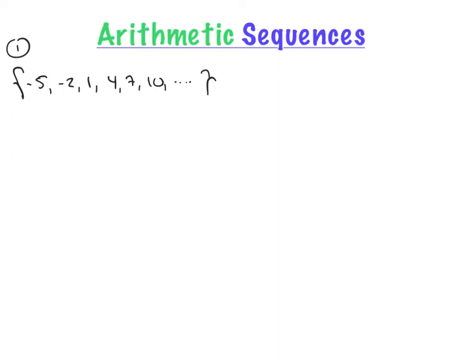Let's take a look at a really common type of sequence called arithmetic sequences. I have an arithmetic sequence listed here. It's the sequence of numbers. It starts at -5 and then goes to -2 and 1, 4, 7, 10. You might be able to guess the next number would be 13 and then 16.